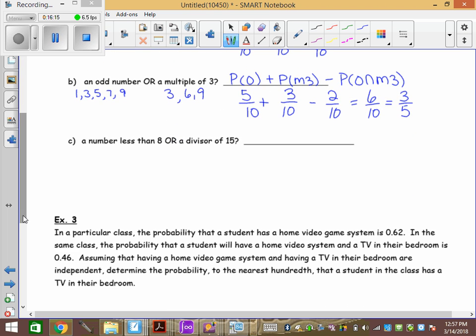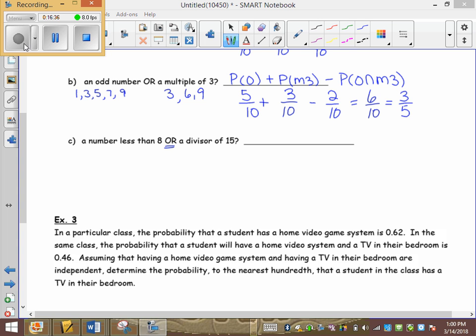You're going to try C. A divisor of 15 is a number that divides evenly into 15. So like 3 is a divisor of 15. Or 5 is a divisor of 15. They divide evenly. So when you divide that number into 15, you don't get a decimal. Okay? So try this out. You first decide are they mutually exclusive or not because of the or.